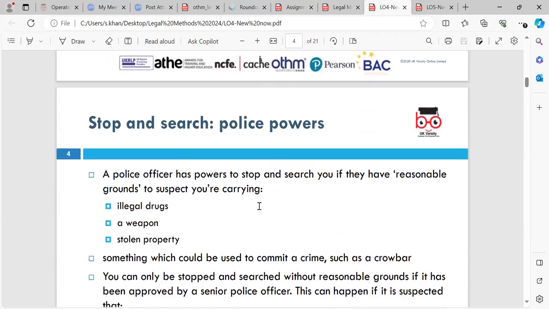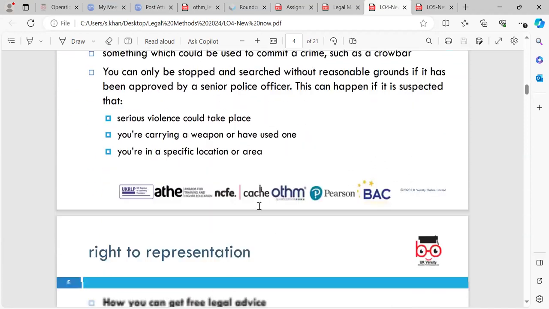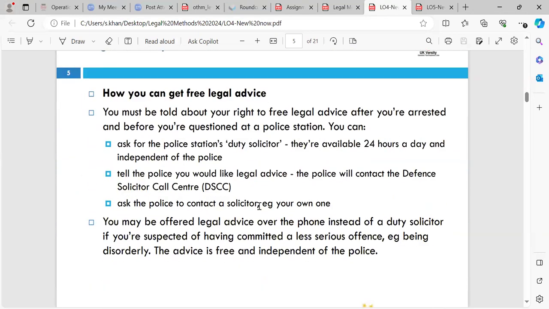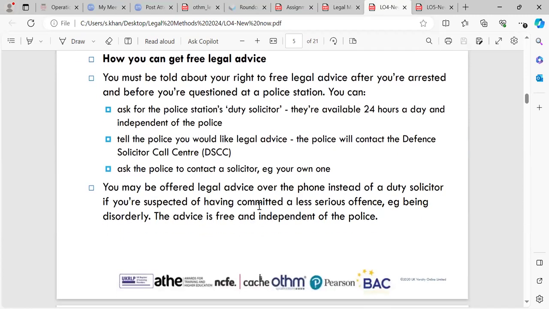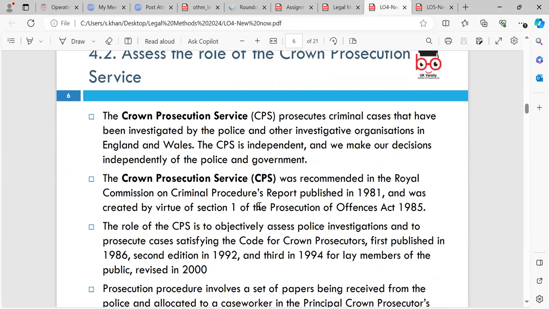Stop and search, police powers: they can stop you on reasonable grounds to suspect you have illegal drugs, a weapon or stolen property. We then went on to the right to representation, how you can get free legal representation once you are arrested. We then looked at 4.2, which was assessing the role of the Crown Prosecution Service, where their main role is to prosecute criminal cases that have been investigated by the police and other investigative organisations in England and Wales.